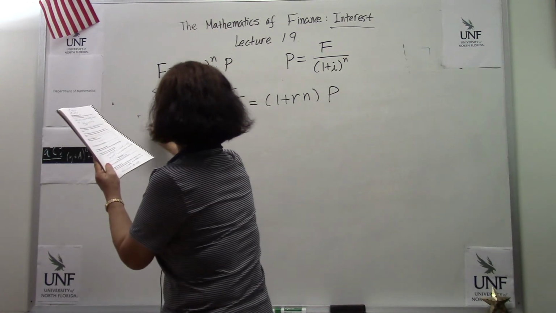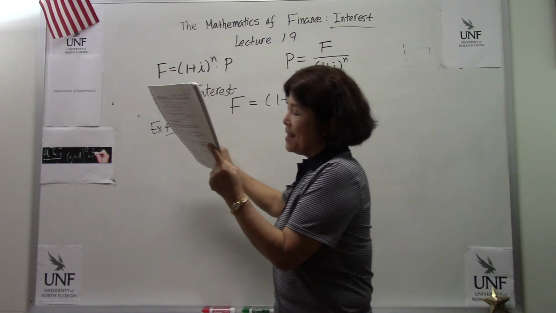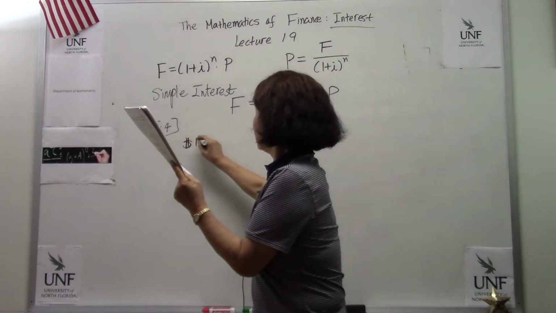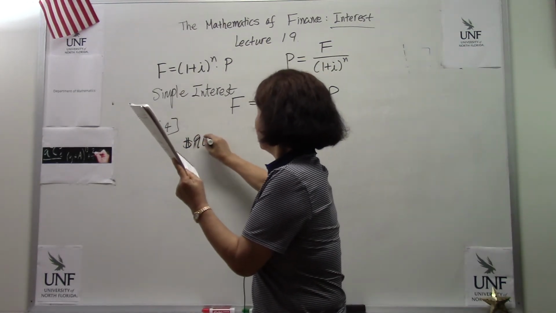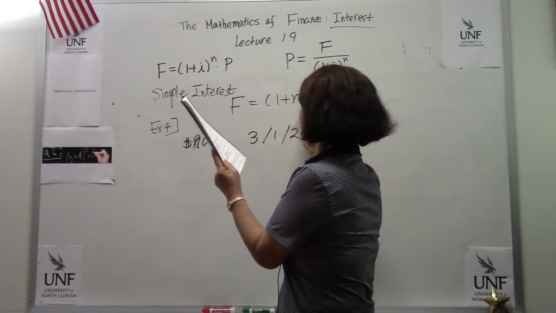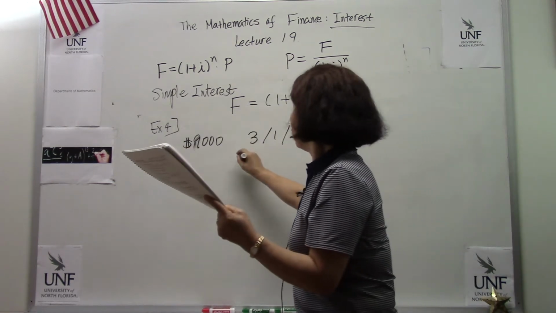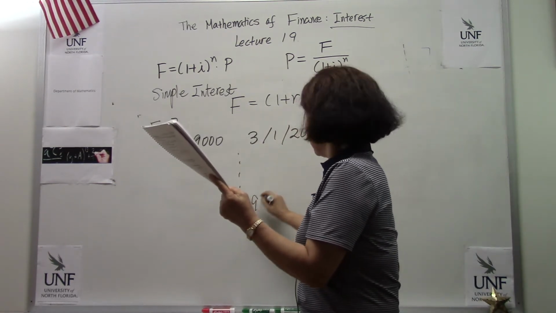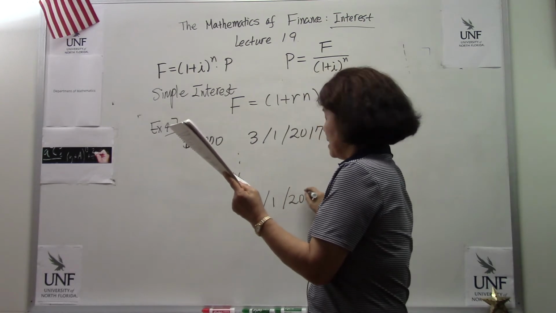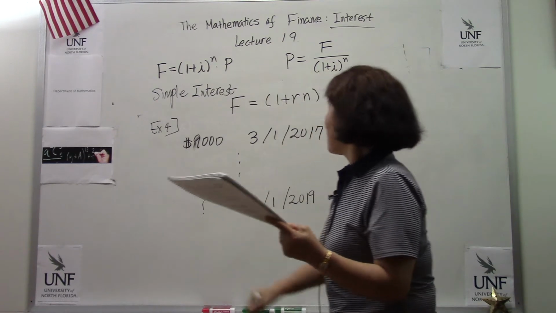Example 4. Future value. $9,000 is deposited on March 1st, 2017. Find the balance on September 1st, 2019. Okay, how much of a balance you have.